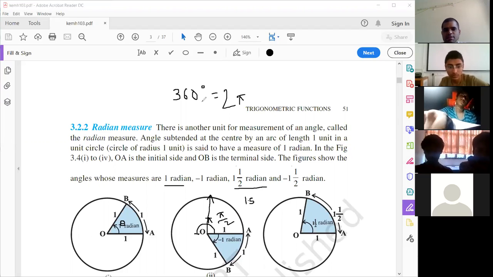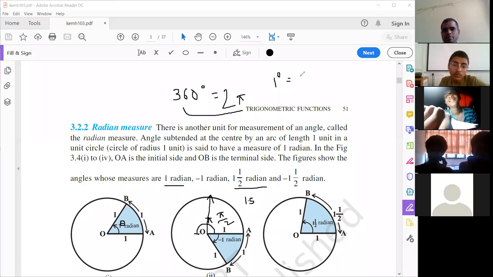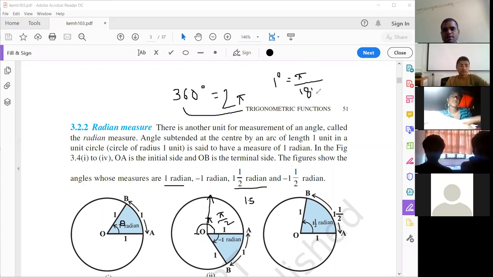So 360 degrees is equal to 2 pi radians. Okay. So what will be the value of 1 degree? 1 degree will be equal to pi upon 180 radians. Okay, 1 degree is equal to pi by 180 radian.